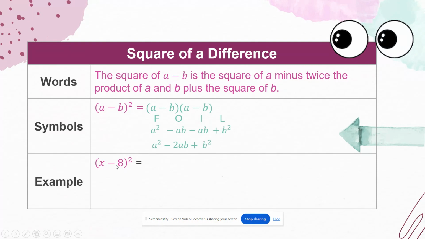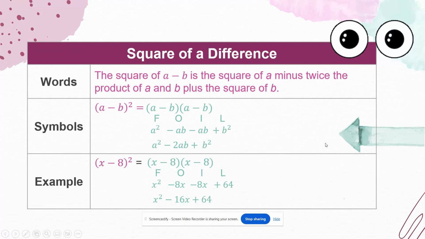X minus 8 squared. Let's write it out as two binomials and let's FOIL. X times x is x squared. X times negative 8 is negative 8x. Negative 8 times x is also negative 8x. And negative 8 times negative 8 is positive 64. Okay, now let's combine our like terms to give me x squared minus 16x plus 64.